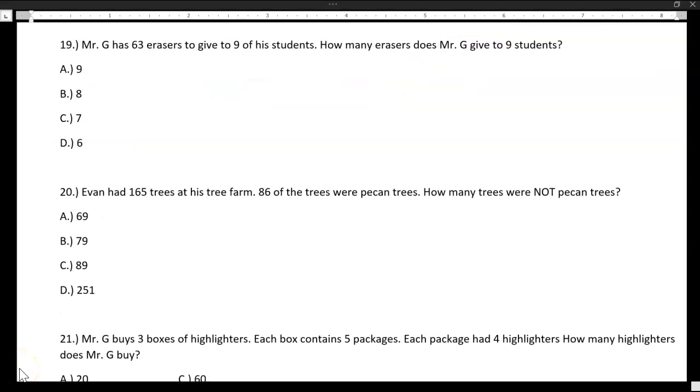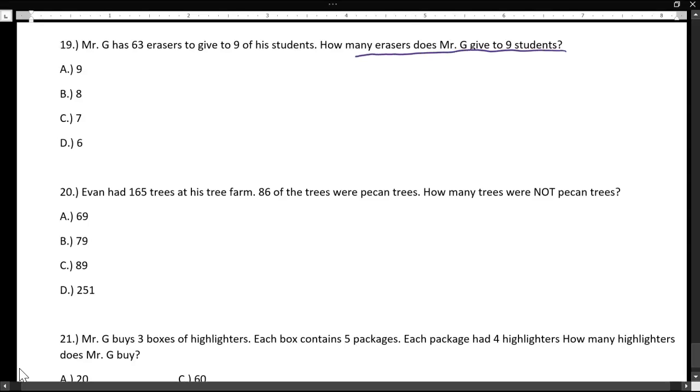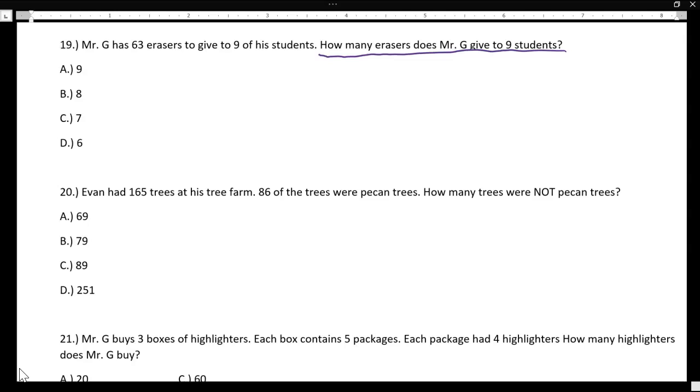19. Mr. G has 63 erasers to give to 9 of his students. How many erasers does Mr. G give to 9 students? This is a short word problem, but we still need to use clue in and underline the question. Find your question mark, go backwards, so you come to a capital letter or a period. How many, circle important information in the question.